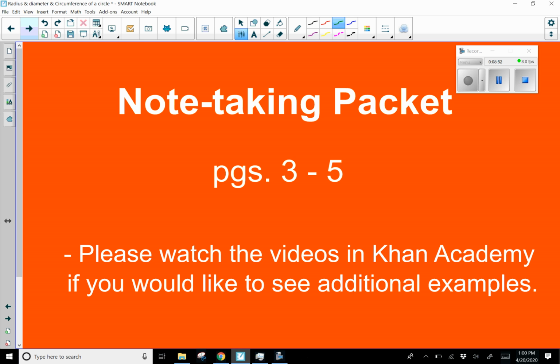Okay, the pages in the note-taking packet that correlate to these two skills are pages 3 through 5. And again, please feel free to watch the videos in Khan Academy if you would like to see additional examples.